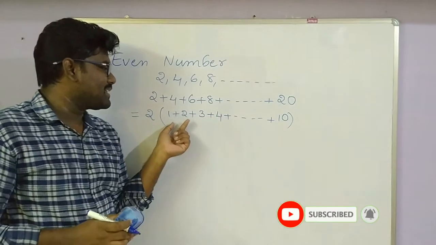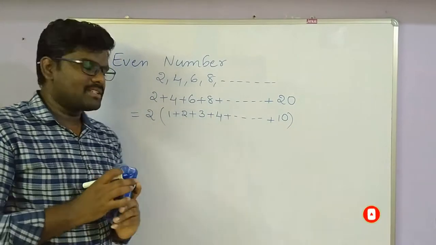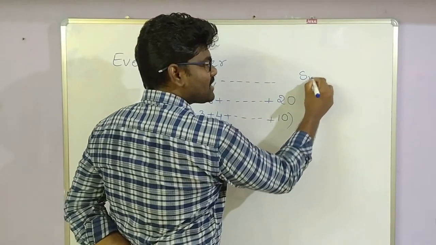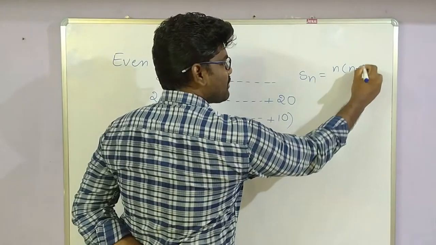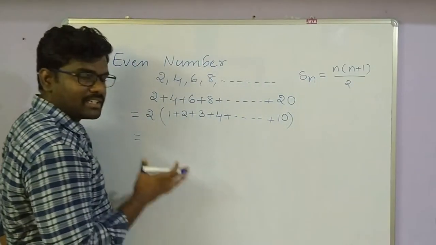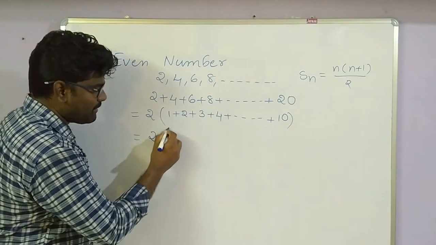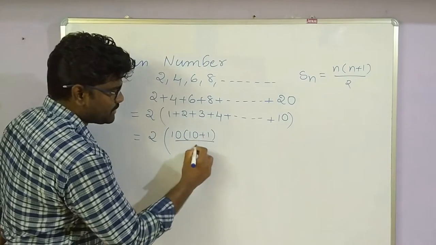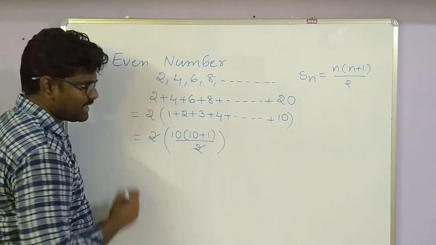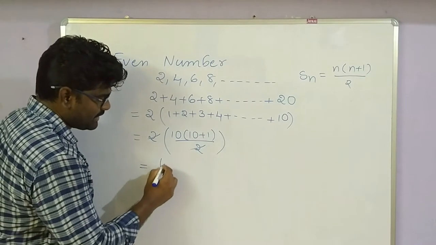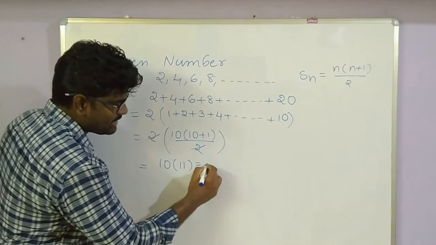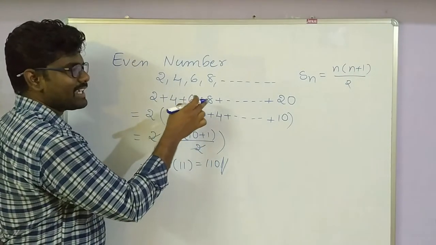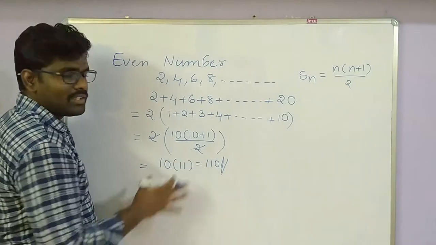Now we can observe it is nothing but the sum of the first 10 natural numbers. We know the formula for the sum of the first n natural numbers is n into n plus 1 by 2, as we already told in the first part. We can simplify: 10 into 10 plus 1 by 2, the 2 cancels, then we get 10 into 11, that is 110. When you add 2 plus 4 plus 6 plus 8 plus up to 20, we get 110.